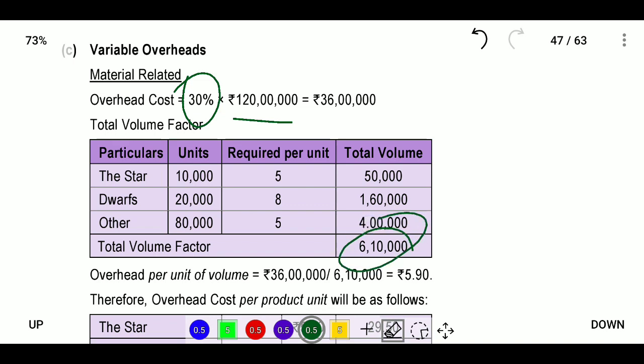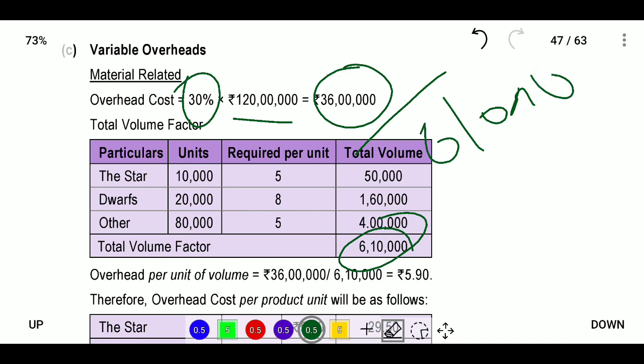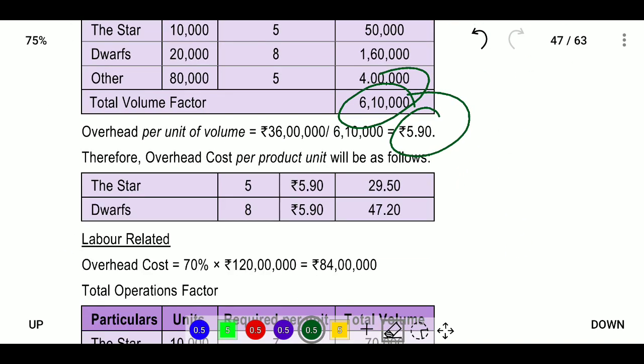From the total value we will get the overhead cost per unit, that is 36 lakhs divided by 6,10,000. We will get the cost per unit. Then we will apportion this 5.9 for the three items, that is stars and drafts.